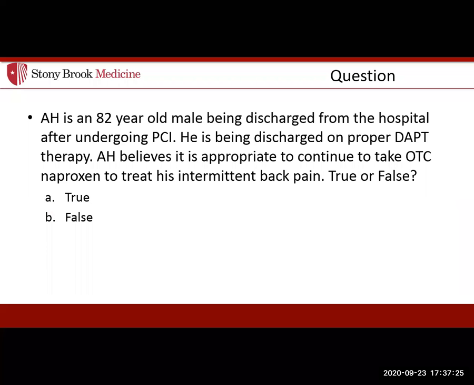So our first question is, AH is an 82-year-old man who is being discharged from the hospital after undergoing a PCI. He's being discharged on proper dual antiplatelet therapy and believes it's appropriate to continue taking his home over-the-counter naproxen for his intermittent back pain. Is this true or false? Yes, so the answer is false. And this is because, as we spoke about, NSAIDs have a risk of MACE on their own. So you would want to counsel this patient to use a product such as acetaminophen.